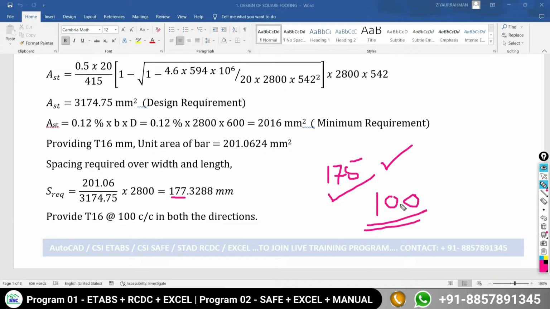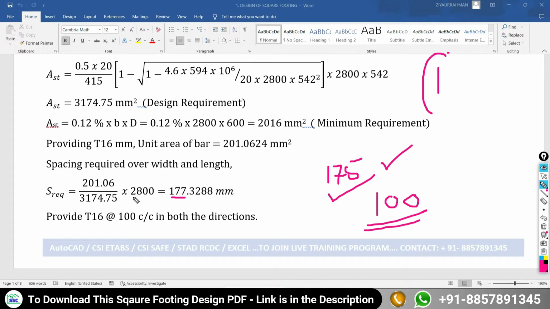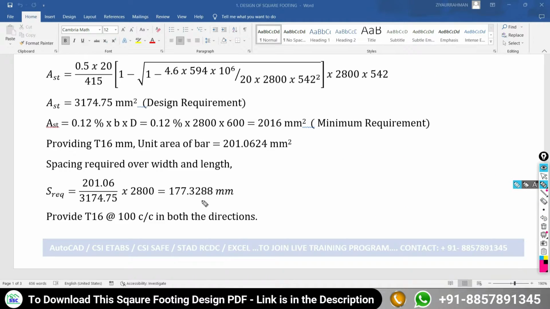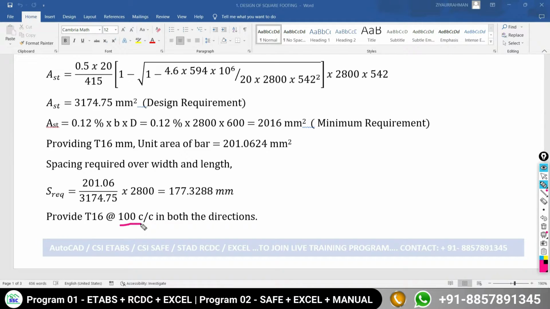Means more reinforcement, why am I going to consider that? You will come to know about this at a later stage. Because your one-way shear check will mainly depend on the percentage of reinforcement available. That's why, to avoid the failure of the depth of the footing, I am taking a higher percentage of reinforcement in advance. That's why I am going to consider 100 mm center to center spacing.